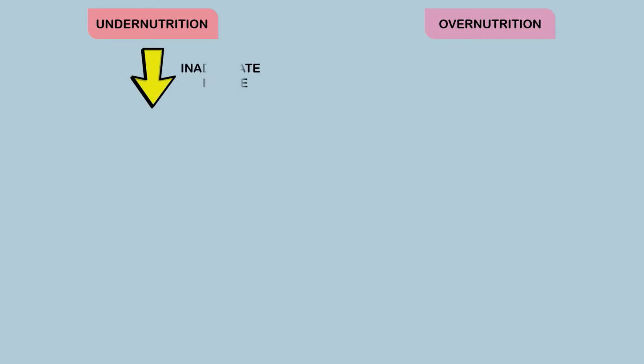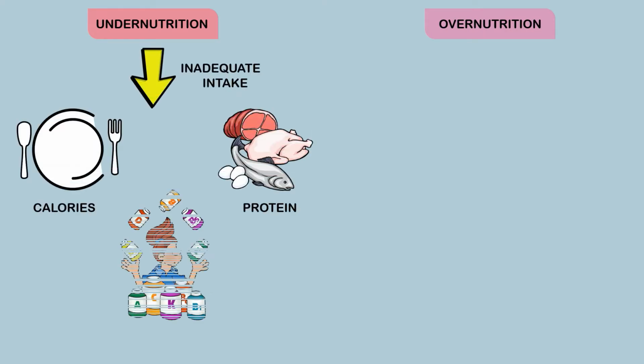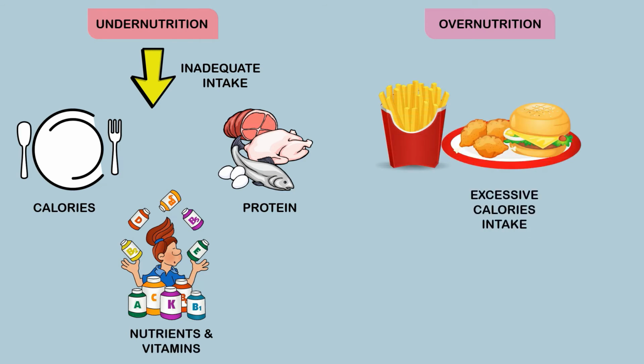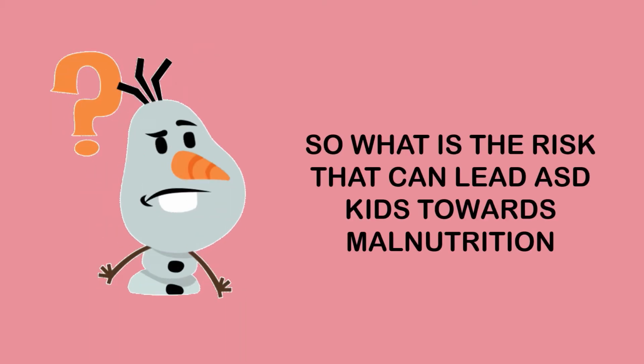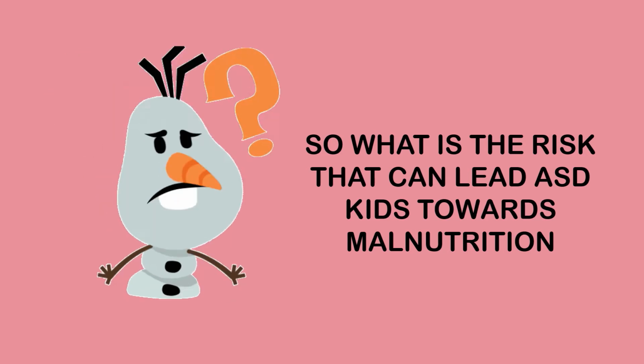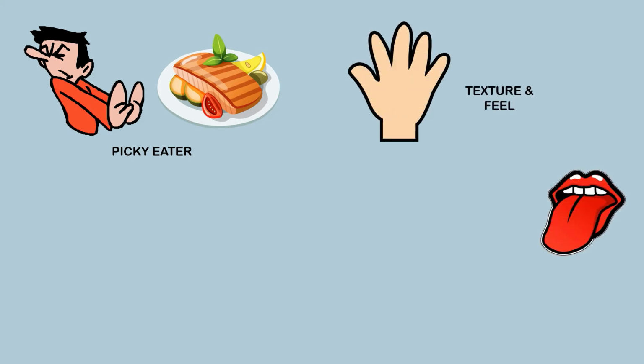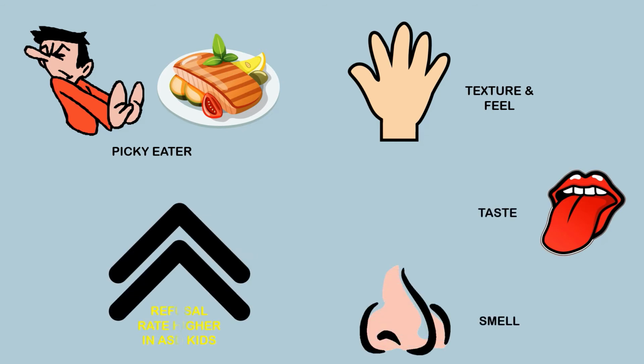Undernutrition occurs when there is a lack of calories, protein or other nutrients and vitamins, whereas overnutrition is defined as excessive calorie intake. So, what are the risks that can lead ASD kids towards malnutrition? ASD kids can be extremely selective when it comes to eating. Their eating habits can be influenced by the texture, feel, smell, and taste of the food items. The refusal rates are significantly higher in children with autism spectrum disorder compared to those without.